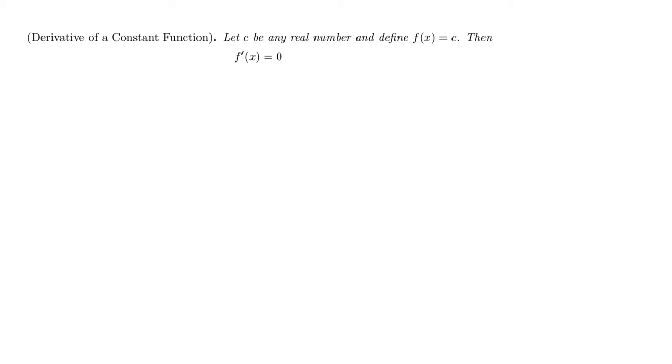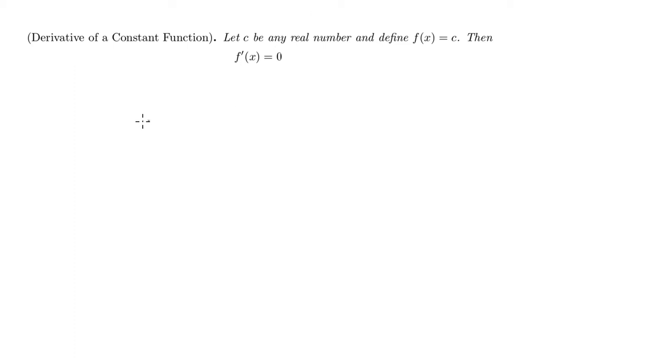Okay, so let's see why the derivative of a constant function is 0. Now this is really straightforward, and in fact, you could even just argue, like we did before, that a constant function is a horizontal line and has 0 slope, and that's perfectly valid. But let's see how it goes using the definition of the derivative.